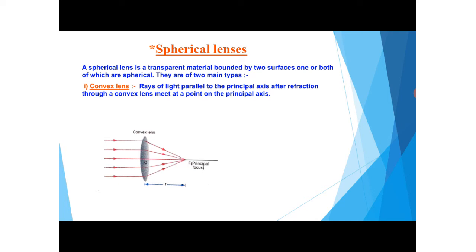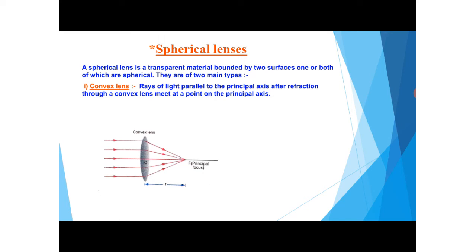Now let us see the figure for this convex lens. In this case, we have light rays coming from infinity. After being refracted through the lens, they meet at a point, and that point is the principal focus.